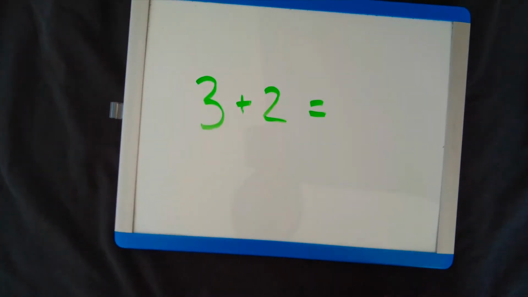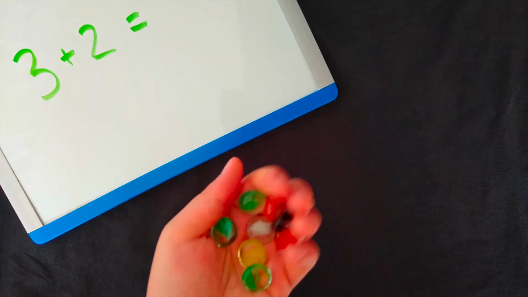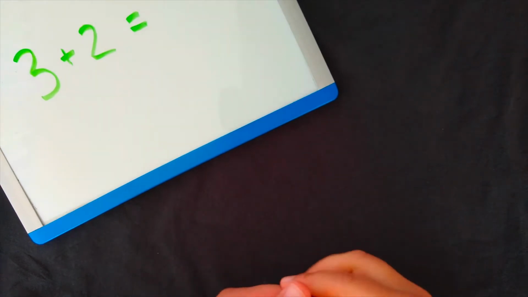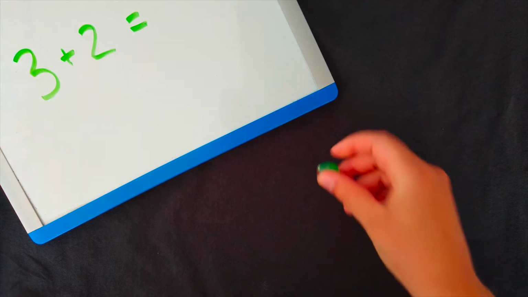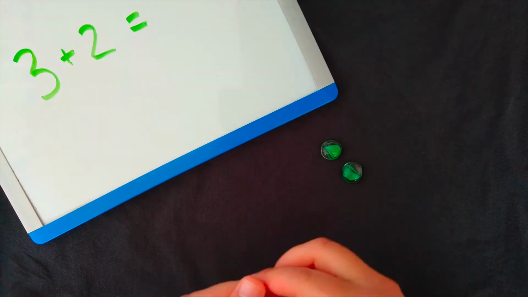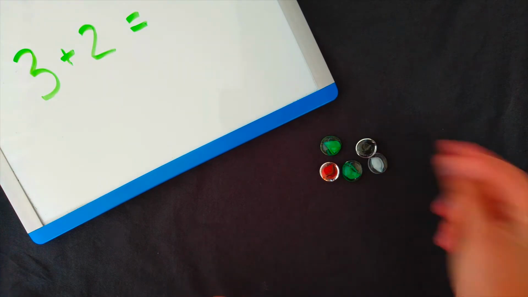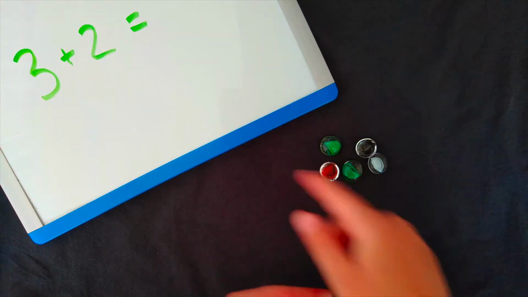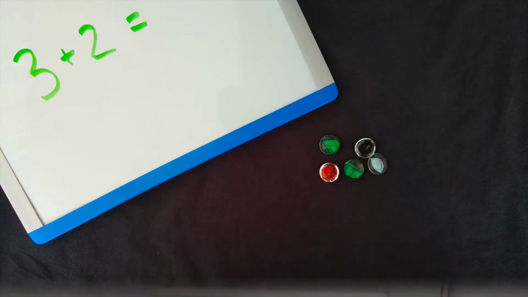Now let's try and do a problem. What does 3 plus 2 equal? Let's count out some marbles to help us. So for adding together 3 plus 2, we have 1, 2, 3, plus 1, 2. So now all together, we have 1, 2, 3, 4, 5 marbles.